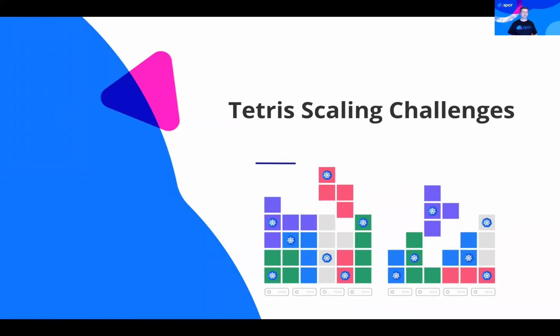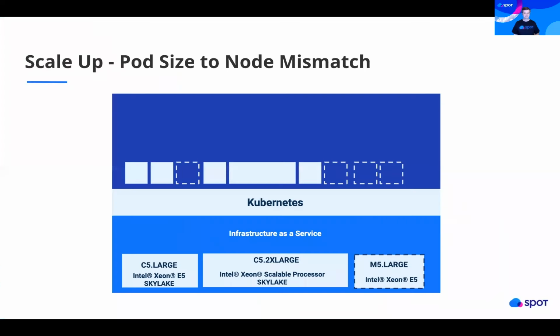And when we talk about horizontal pod scaling, we want to talk about what we call Tetris scaling challenges. So how we align pod scaling with infrastructure scaling and how the game of Tetris needs to be played. There are a few types of mismatches where the Tetris game doesn't line up. And these are what we need to take into account when we look for inefficiencies inside a Kubernetes cluster.